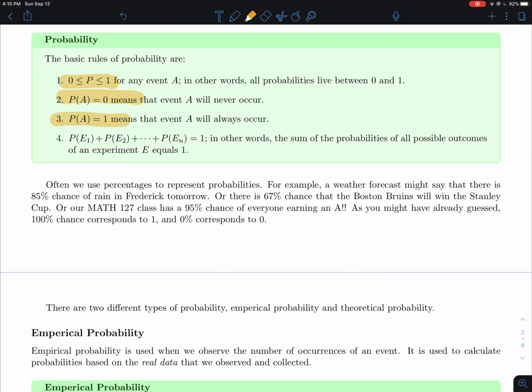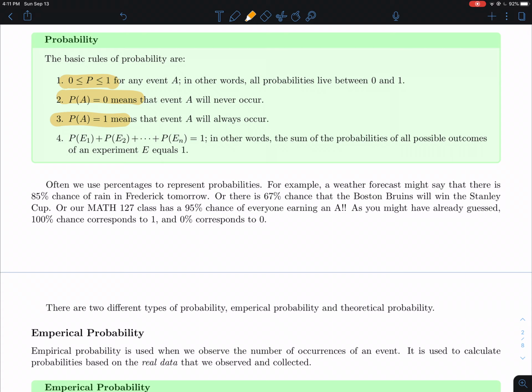On the other hand, the probability that A always occurs would be a probability of 1. So again, if we think about a 6-sided die, if I said, what's the probability of rolling a number less than 8? Well, that's always going to happen because I'm always going to roll a 1, 2, 3, 4, 5, or 6. So no matter what I roll, it's always going to be less than 8. So that probability is going to occur all the time.